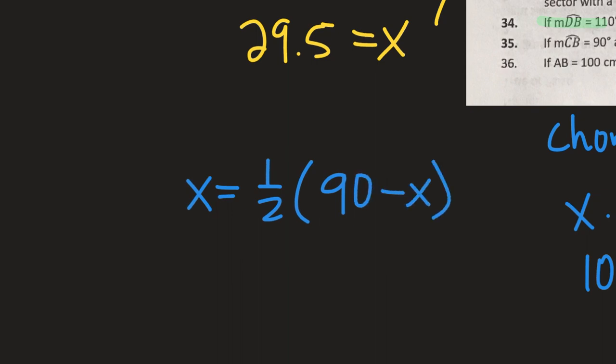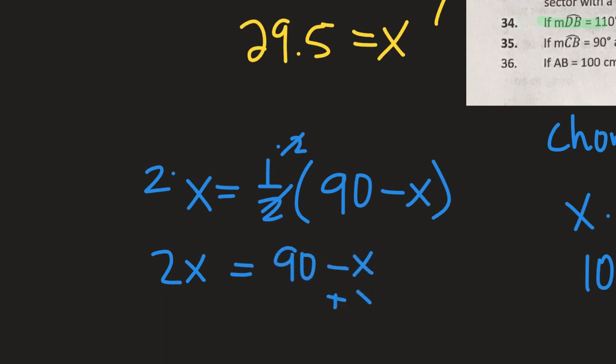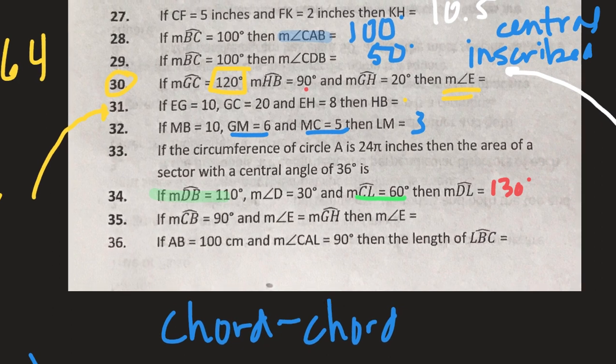X. Okay, so we multiply by 2 to get rid of the 1/2, right? This is our classic algebra. 2x equals 90 minus X. Okay, we will add X to both sides now. So there's our algebra. 3x equals 90, and dividing by 3 means both your angle and your arc are 30 degrees. 30 degrees.